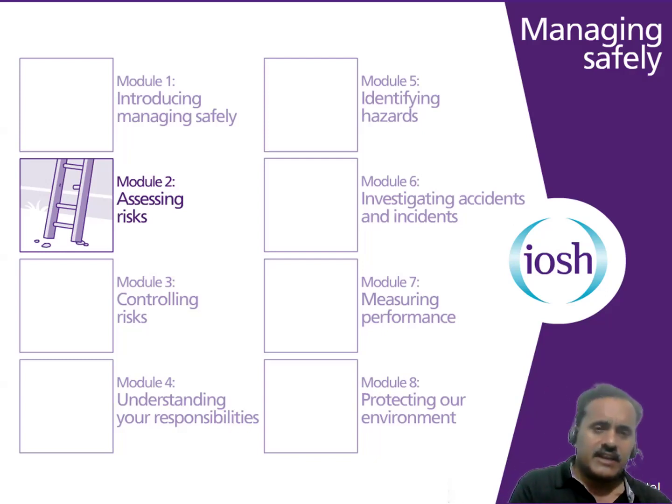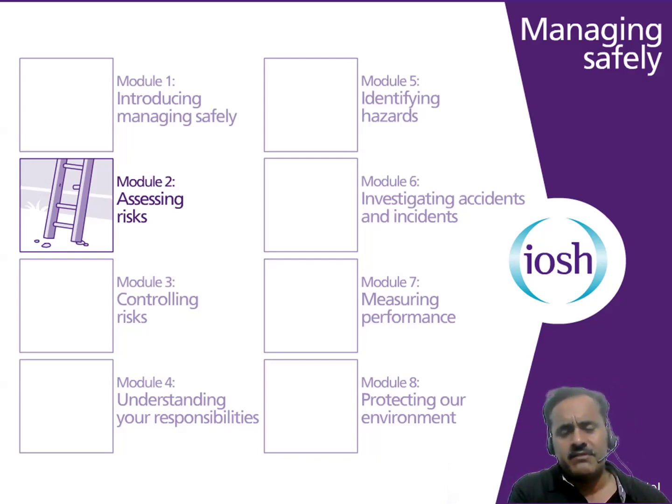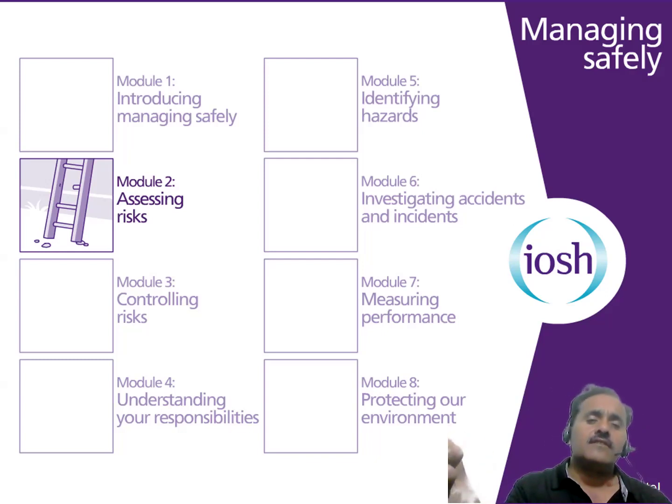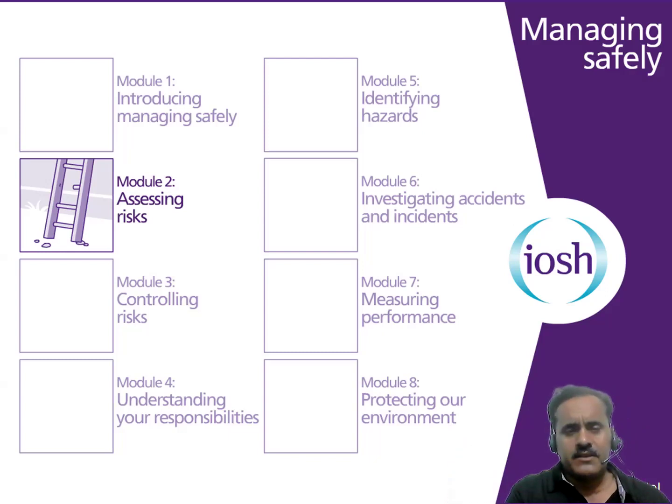5 twos are 10. It means you have identified 2 naked wires at different locations. One got a score of 25 and the other naked wire hazard got a score of 10. So the naked wire which is at 3 or 4 feet height is priority A, and the other one, which got 10 marks, is priority B. So this is called the risk assessment.